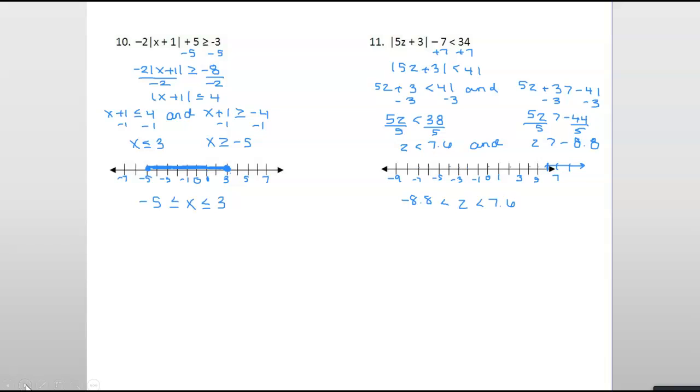Okay, so at -8.8, it's an open circle. At 7.6, it's an open circle. And you shade between. Okay?